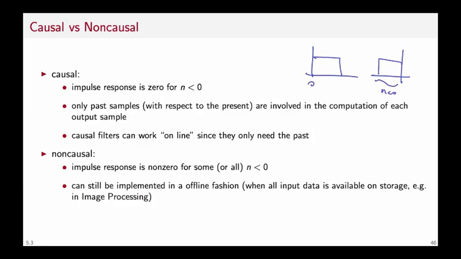but there are applications in which the future is indeed available to a processing system, in particular when you do what is called batch processing, namely processing for which all the data is available in advance. A typical case in point is image processing, in which the whole picture is available for processing before you start.